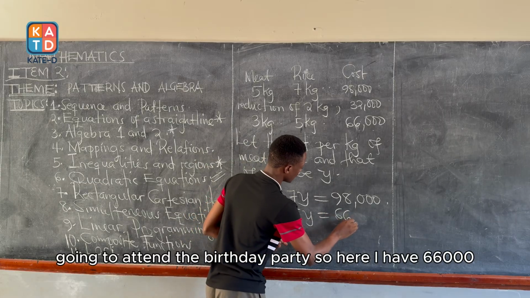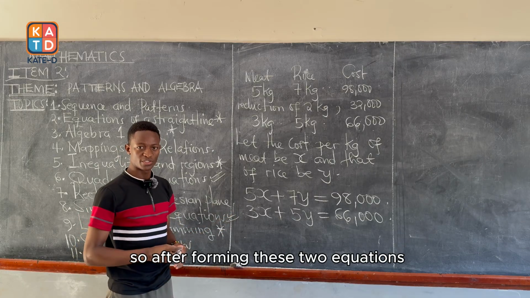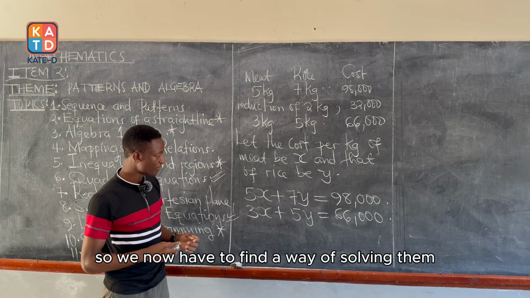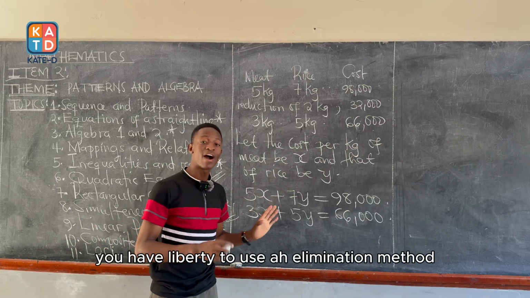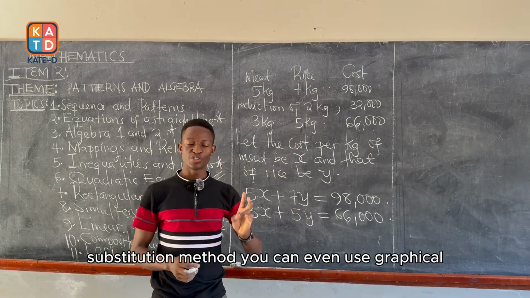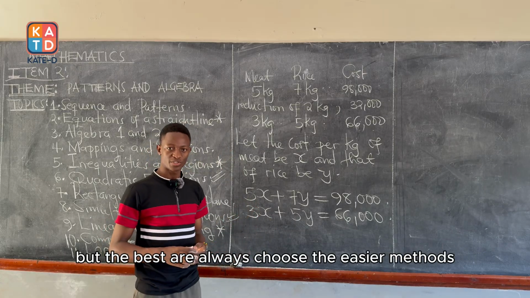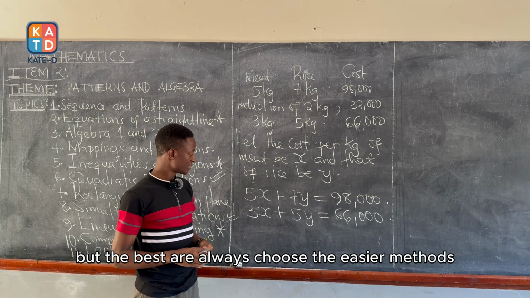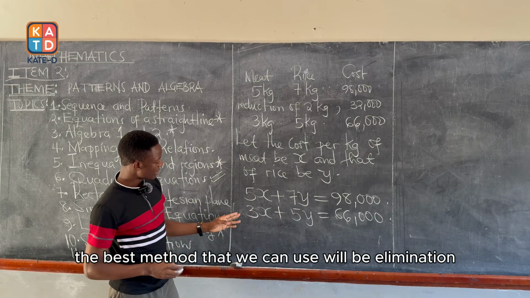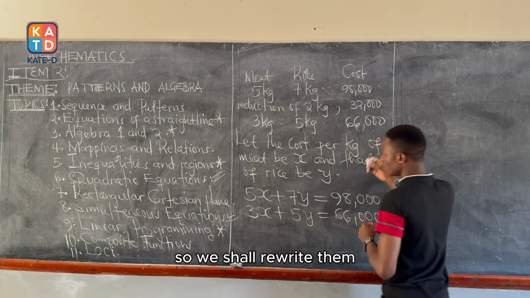So here I have 66,000. So after forming these two equations, these are simultaneous equations. So we now have to find a way of solving them. We have methods of solving. Here you have liberty to use elimination method, substitution method. You can even use graphical, but the best is always to choose the easier methods. So for this case, when you look at these two, the best method that we can use will be elimination. So we shall rewrite them.